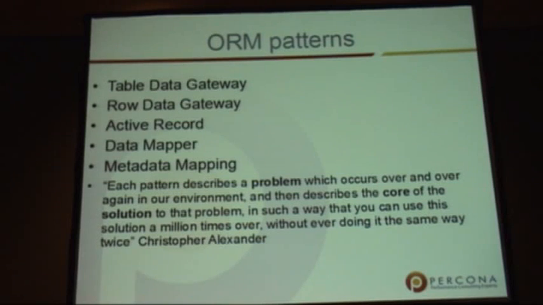So here are the patterns that, if you take a look around, all of the libraries for PHP definitely, and if you go for Java too, are based on. We have table data gateway, row data gateway, active record, which should be very popular now because of Ruby on Rails, and data mapper. And method mapping is used in most of the cases.